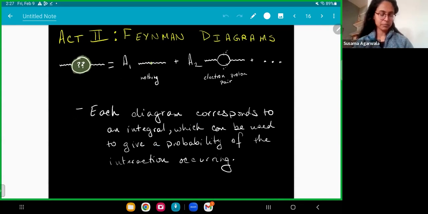So what's going on behind each of these is that each of these little diagrams corresponds to an integral. I've dropped the more complicated ones, but each one corresponds to an integral. It's called a Feynman integral, and that gives you the probability. I'm not going to worry about the integral for now, and I'm really going to just stay focused on the diagrammatics of this.